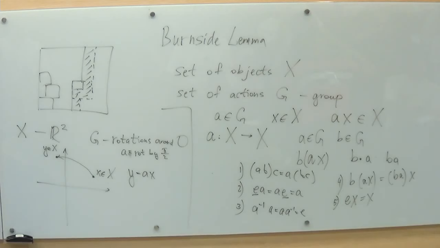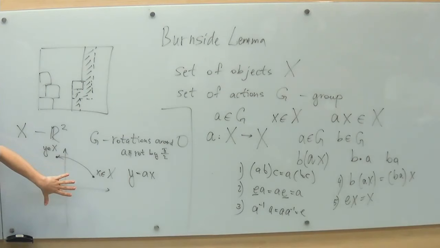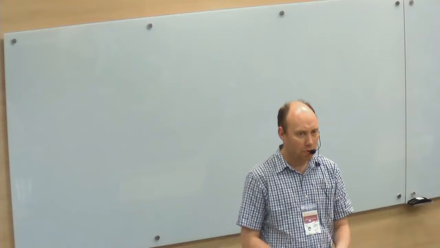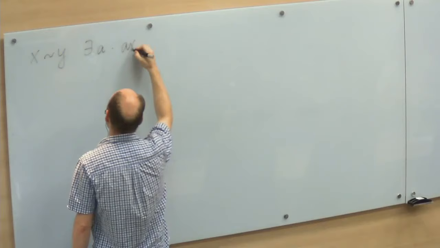Okay. So if these five properties of actions and objects are satisfied, then we say that a group acts on some set of objects. So in this case, for example, the group of rotations around zero acts on the points of the plane. We say up to something. So even if we have a group that acts on a set of objects, then we can introduce the equivalence relation: equal up to an action. So we say that x is equivalent to y if there exists an action A such that Ax is equal to y.